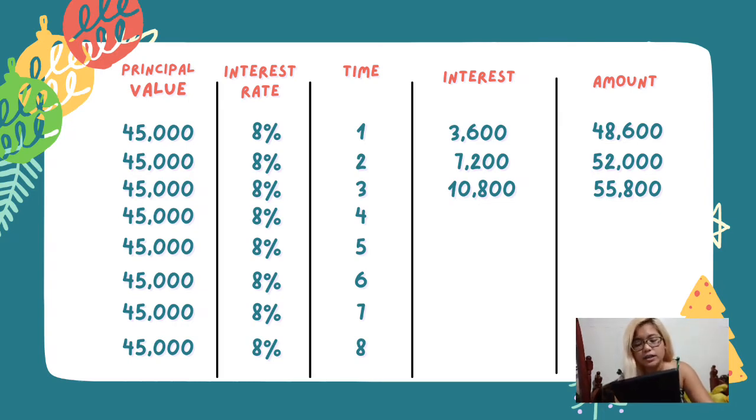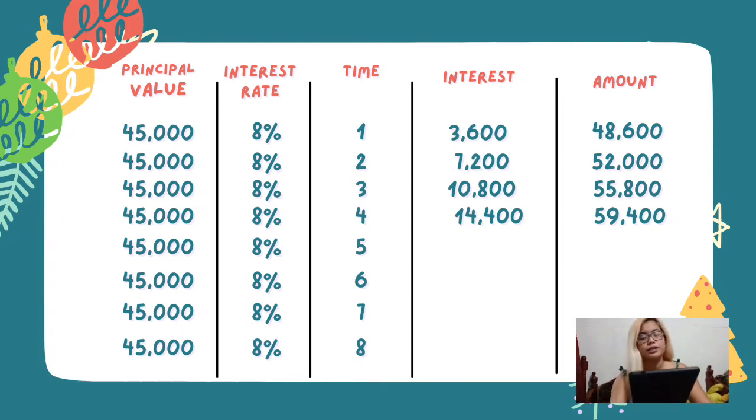In the fourth year, we will again get the interest on 45,000 pesos and multiply it by 4, and that will equal 14,400. So 14,400, the interest, plus the principal value of 45,000 pesos will result in 59,400.